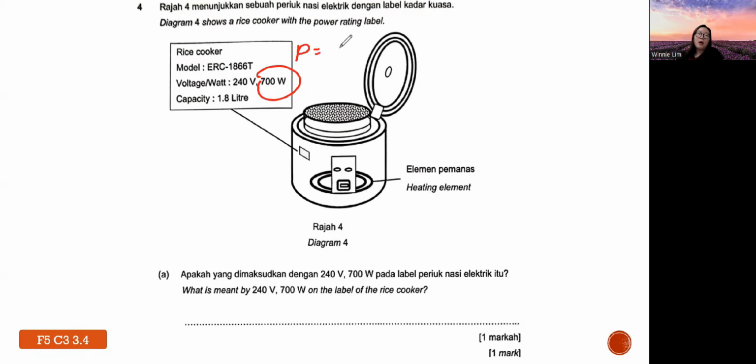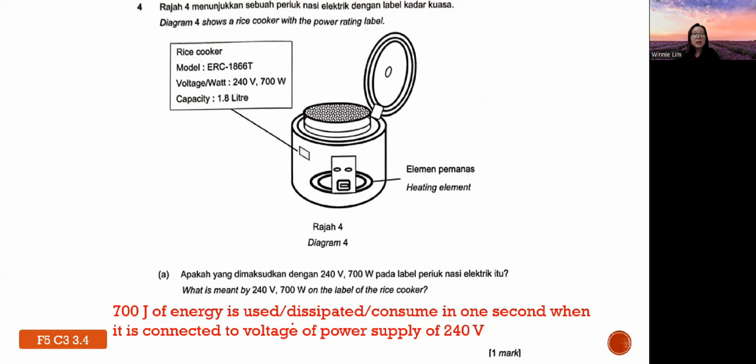So what is power? Power is actually the rate of energy dissipated, in joule per second. So joule per second is equivalent to what? We don't want you to perform back the answer in terms of watt, but we want the idea of how much energy has been used or dissipated per second. So you just transfer this idea into joule per second. So this is how you write: 700 joule of energy is used or dissipated in 1 second when it is connected to the power supply of 240 volt.